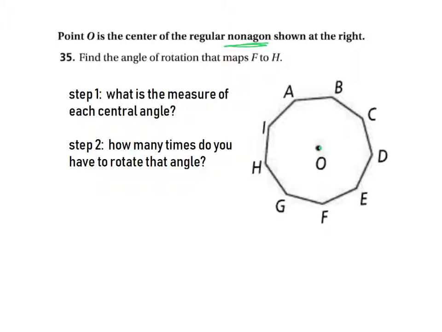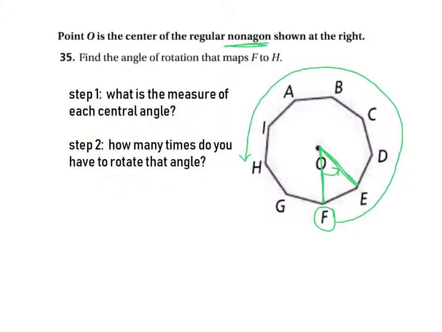Now, the question here is to find the angle of rotation that would map point F. And remember that we always rotate counterclockwise. So we want to rotate F clear over to H, it says. All right. How many degrees would that have to be? Well, here's my steps for you to do that. It says, what's the measure of each central angle? The central angle is the angle right here that would go from F and then to E. What is that angle right there?